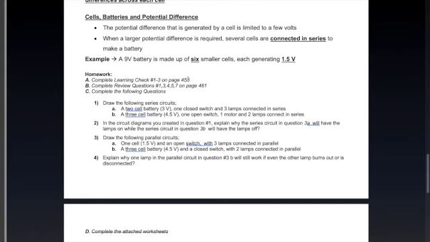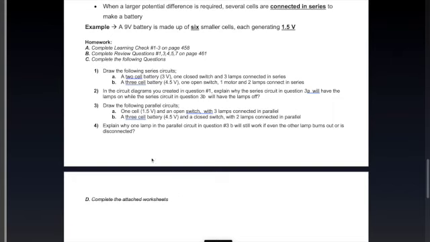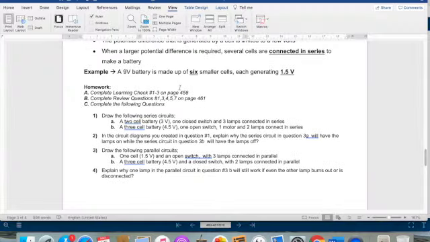You have a learning check on page 458, review questions at the end of the chapter, and then I also have some extra questions here. Notice that I crossed out the attached worksheets because we don't have any attached worksheets. So you're going to be doing these questions as well as answering these, which involves drawing these circuit diagrams. You can draw these circuit diagrams on paper.